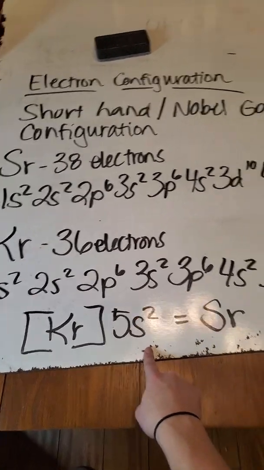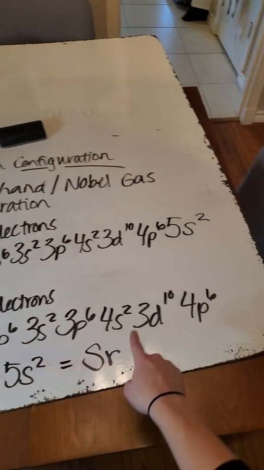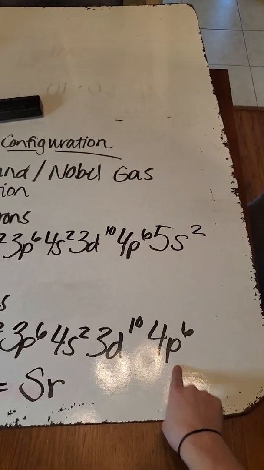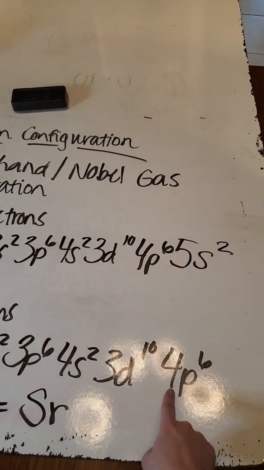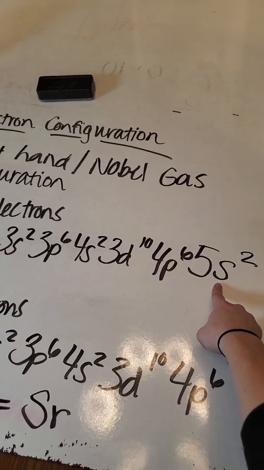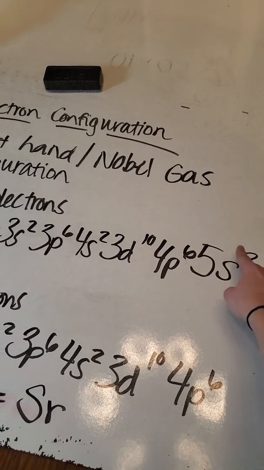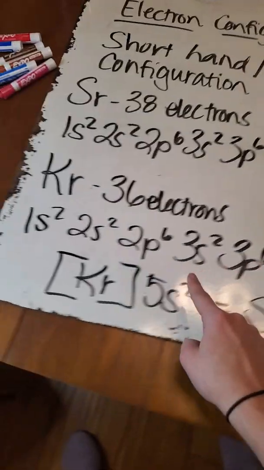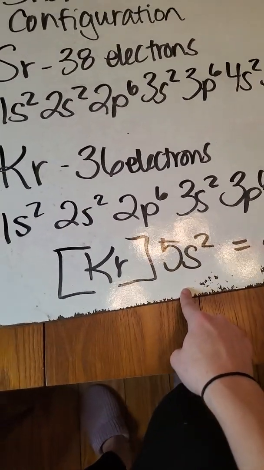So this is where they're different. And if you're looking, here's 4p6. It's in both of them. Krypton ends there, but strontium keeps going. So all we're doing is taking what's extra on strontium and adding that.